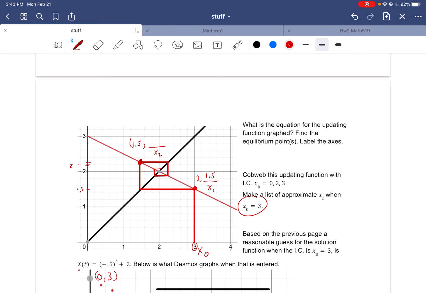Sorry, let's see. We have 1, 2, 3, 4, 5. So this is about 2.2. So now I'm at about 2.3 maybe, or I could just say 2.25 maybe. So I'll say 2.25. Okay, and the next time I intersect my updating function, I'm here.